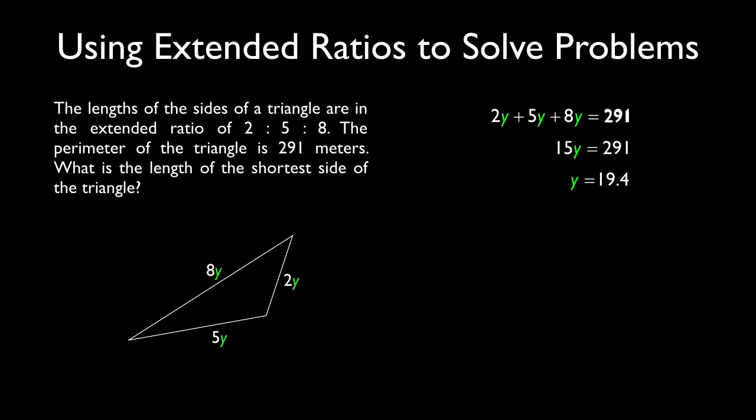But that's not what we were asked to find. We were asked to find the shortest side. And of course, that's the one that is multiplied by 2. So 2 times 19 and 4/10 tells us that the shortest side is 38 and 8/10 meters. So that's how we write ratios and use them to solve problems.